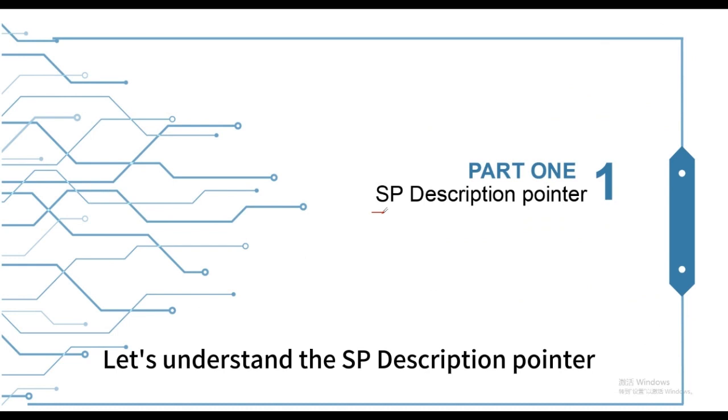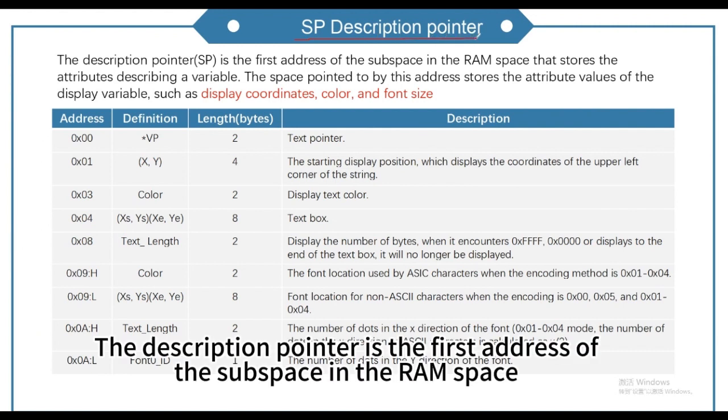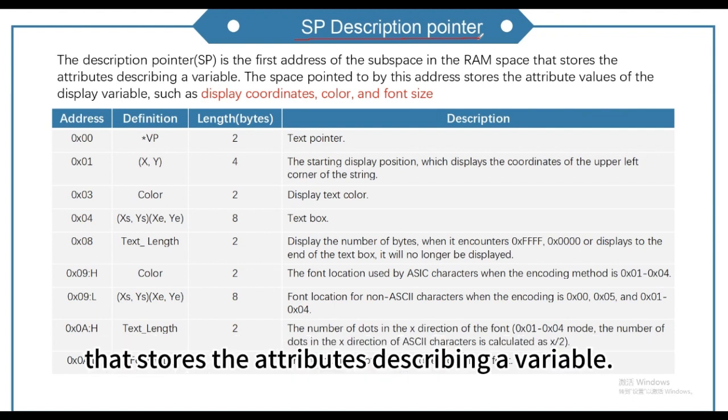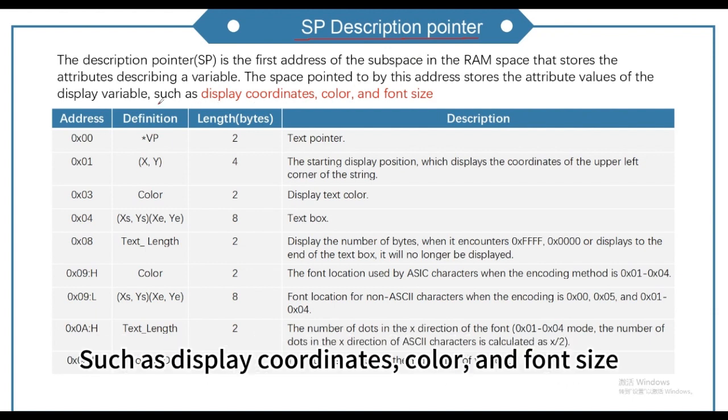Let's understand the SP description pointer. The description pointer is the first address of the subspace in the RAM space that stores the attributes describing a variable. The space pointed to by this address stores the attribute values of the display variable, such as display coordinates, color, and font size.